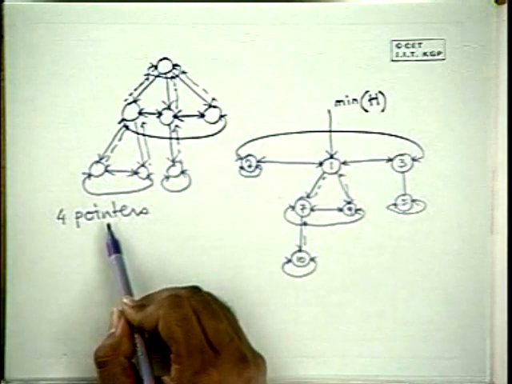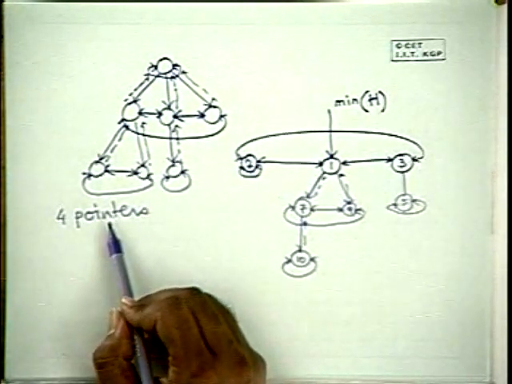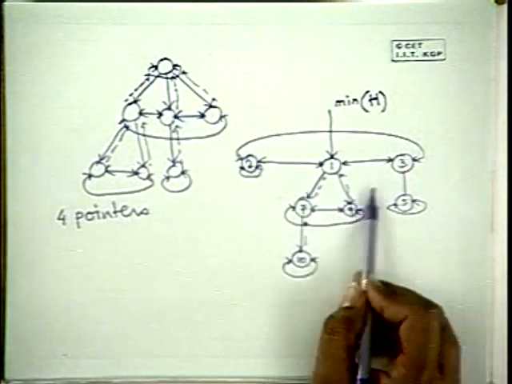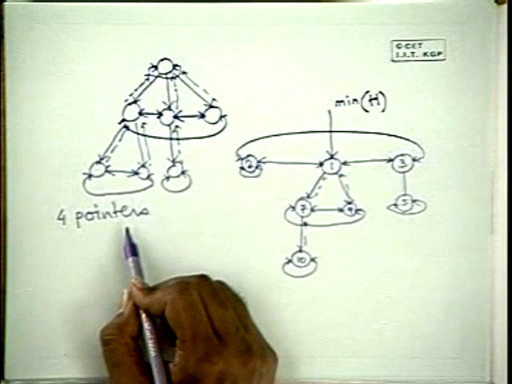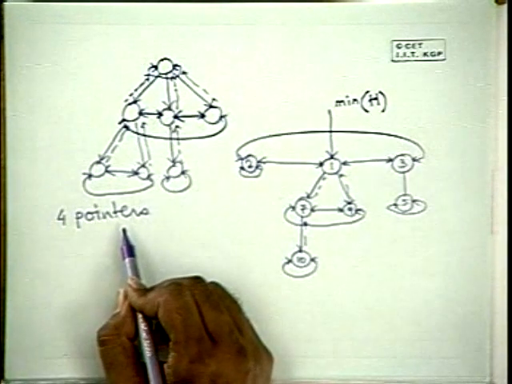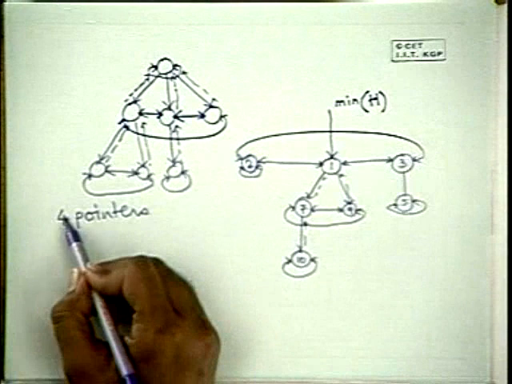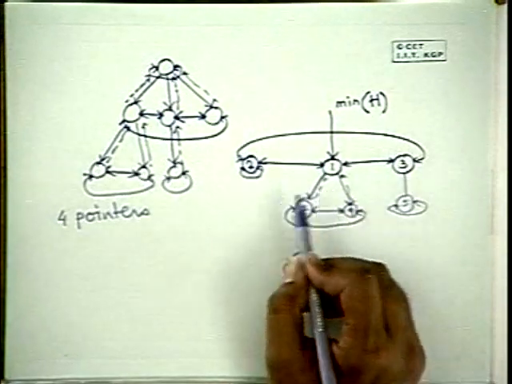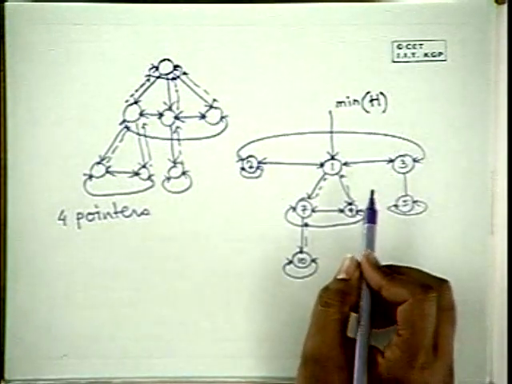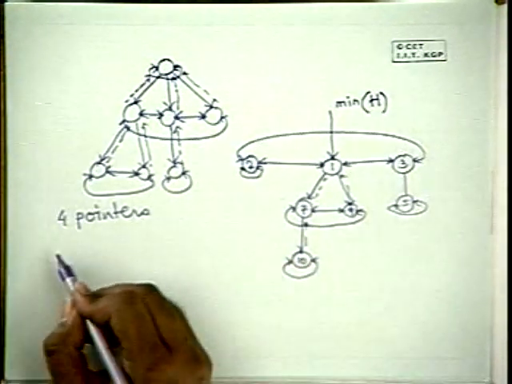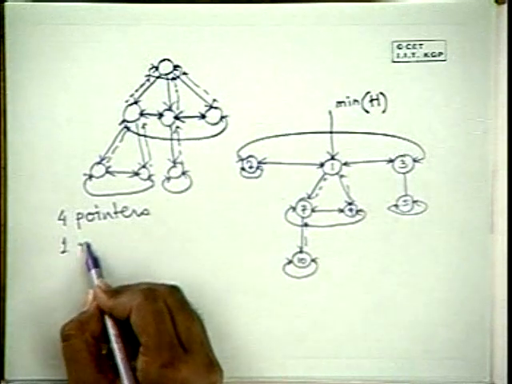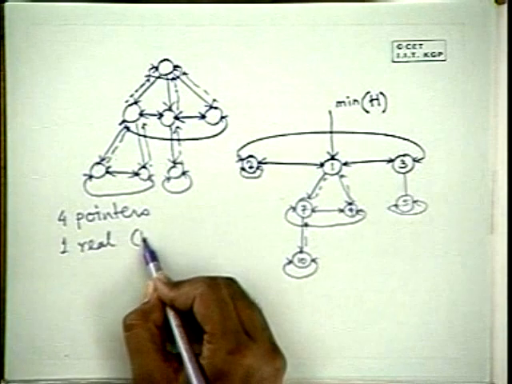Alright. Actually, I should not say 4 pointers because children, it can have many children, more than 4, but 4 categories of pointer, I should say. So 4 categories of pointers. One is the parent pointer, child pointers, then right sibling, left sibling. Then we have one real, which is the key value.